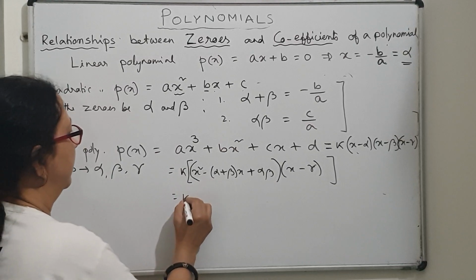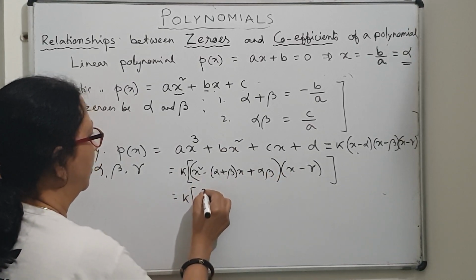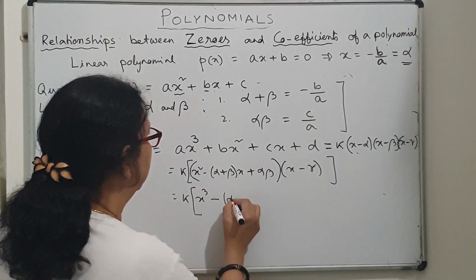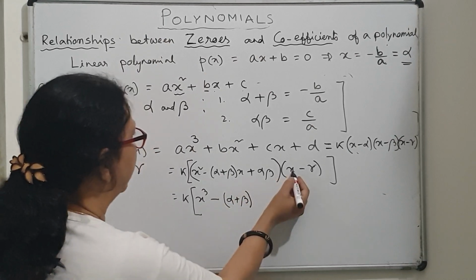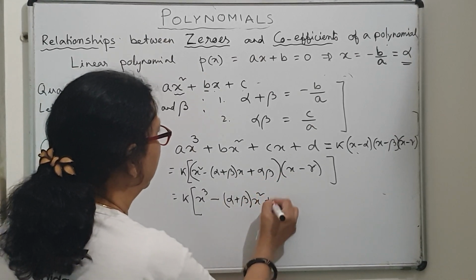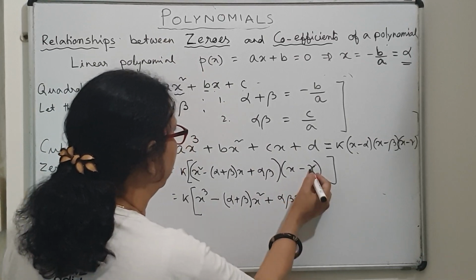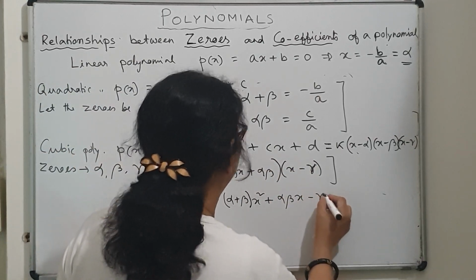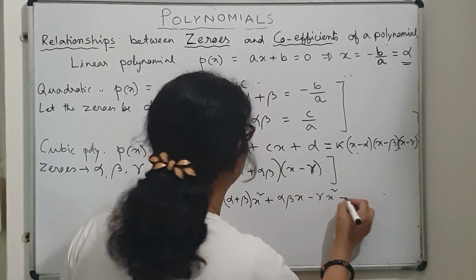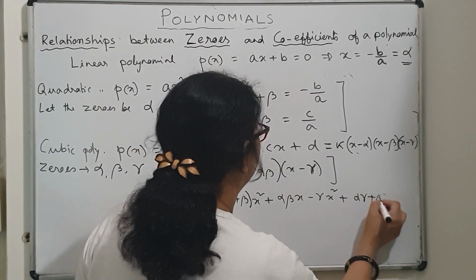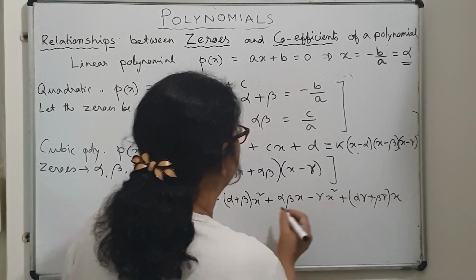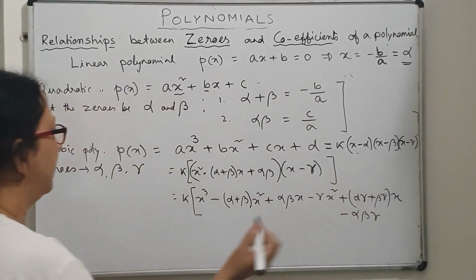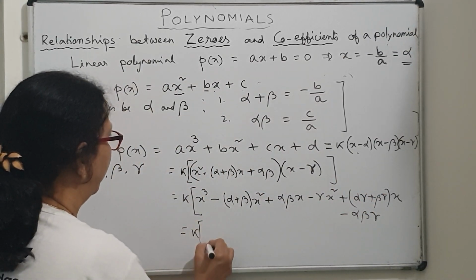Okay, then again let me multiply x cube, then let me take the coefficients: alpha plus beta into x into this x square, plus this alpha beta into x. Then this is gamma. So minus gamma, let me multiply, minus gamma into x square, minus (alpha gamma plus beta gamma) into x, and lastly minus alpha beta gamma. So I have multiplied.